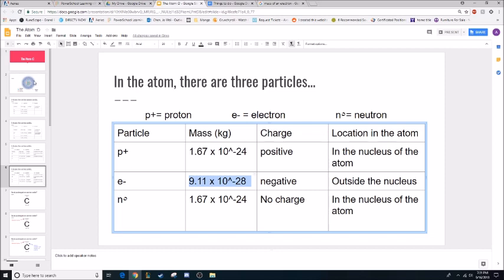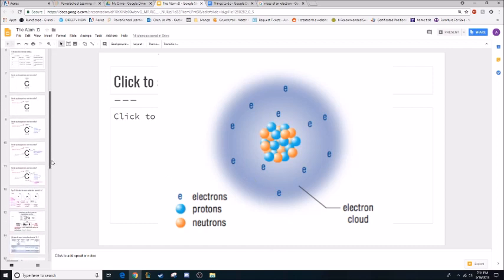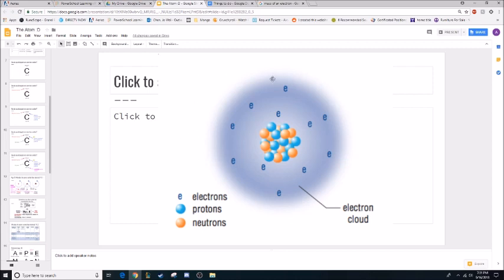So when we're calculating the mass of an atom, we only care about protons and neutrons, which is what's inside the nucleus. We don't care about electrons because they weigh so little. So this means that if I were to calculate the mass of one atom, I just add up protons and neutrons, and that's it. Just protons and neutrons, because electrons are very light.